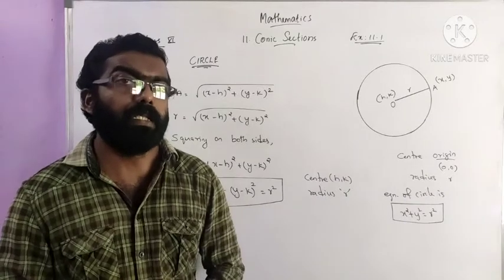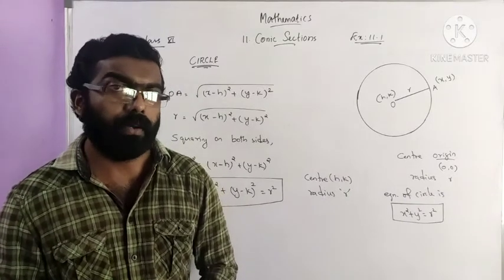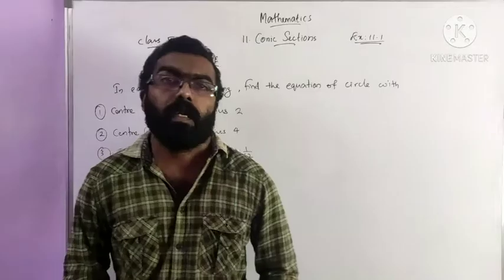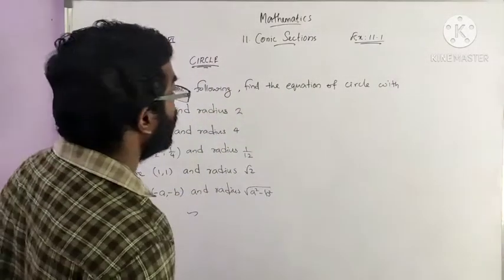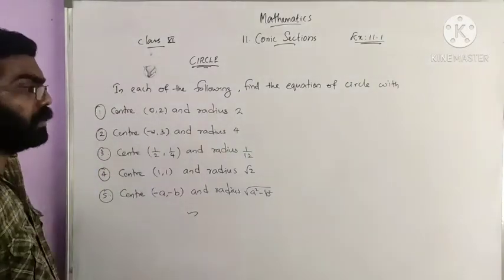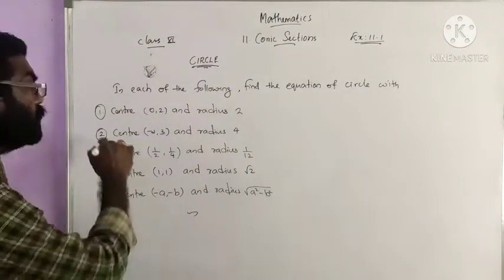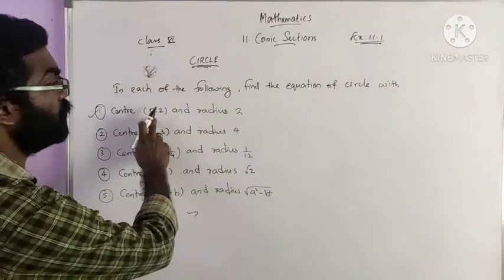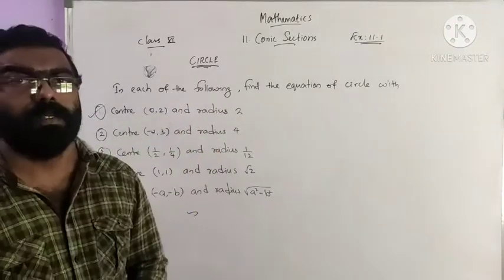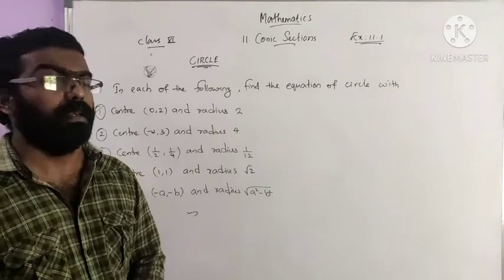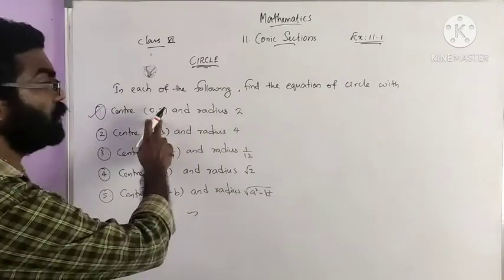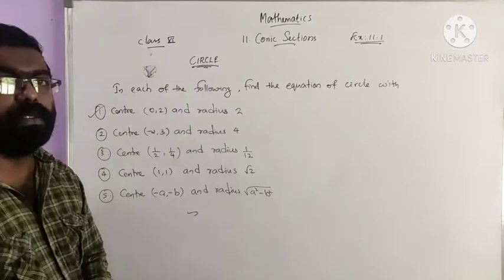Now we shall discuss the problems from exercise 11.1. Here the question is, in each of the following find the equation of circle, with 5 sub-questions given. We can discuss one by one. First one, center 0, 2 and radius is 2. The coordinate of center we take as h, k. So h, k is 0, 2 and radius r is 2.